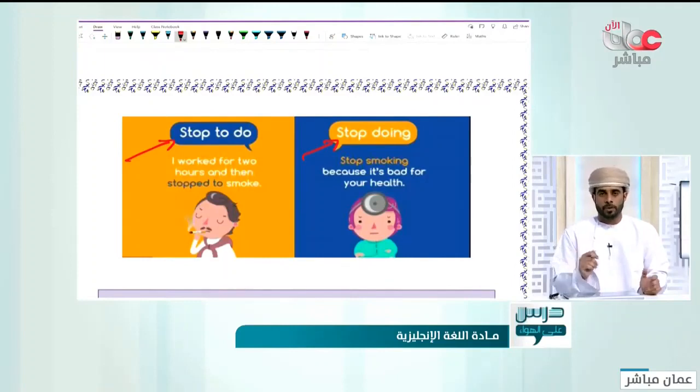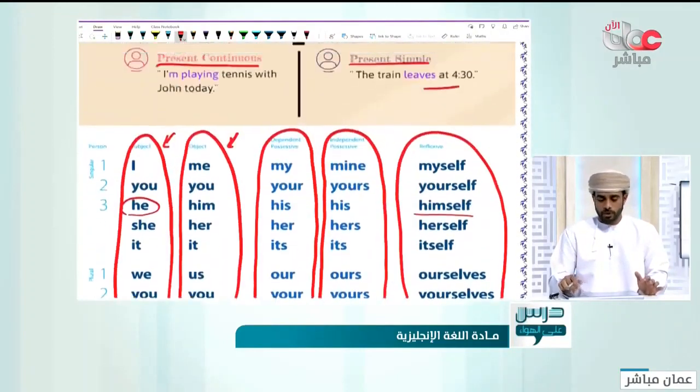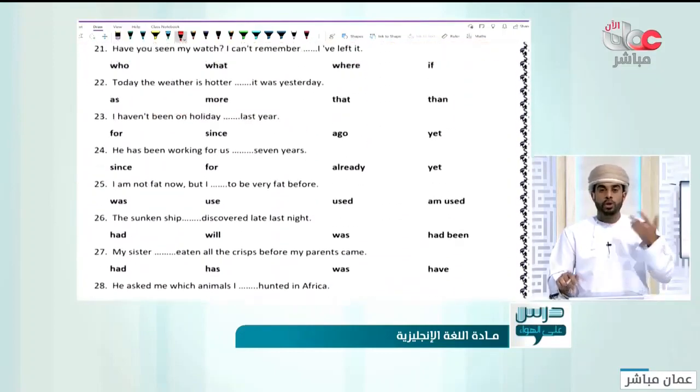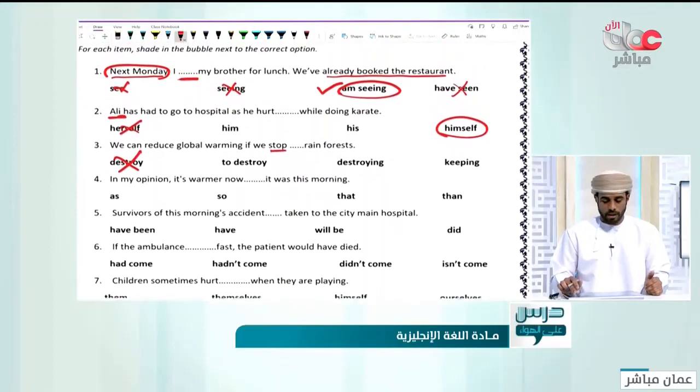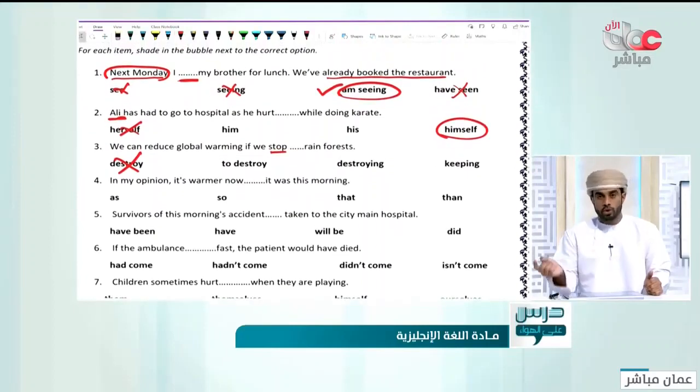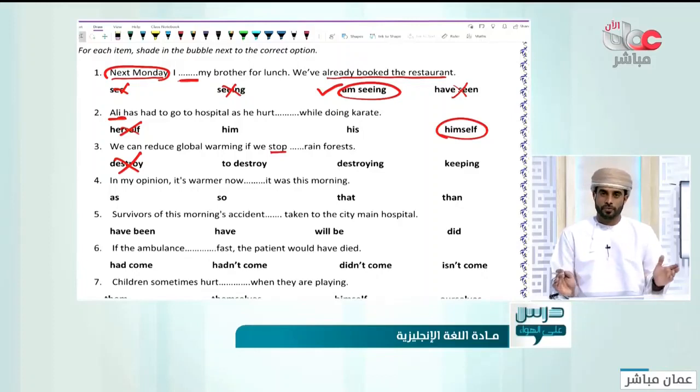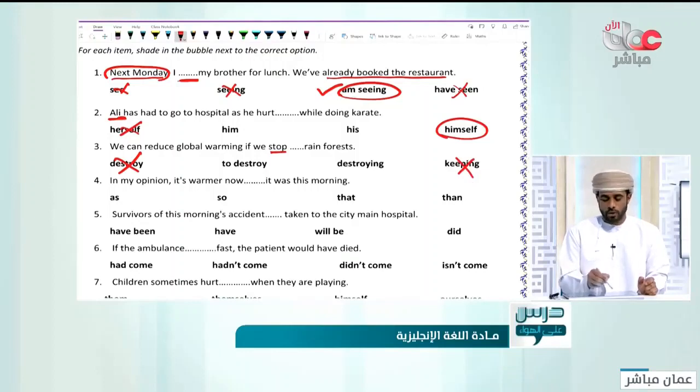Good. So if we go back to the question, do we need stop to do something or stop doing something in here? Is it to stop to destroy the rainforest, or stop destroying the rainforest, or stop keeping the rainforest? Of course, stop keeping the rainforest is a negative, meaning it doesn't work in here. So is it to stop to destroy or stop destroying? Of course, stop destroying.